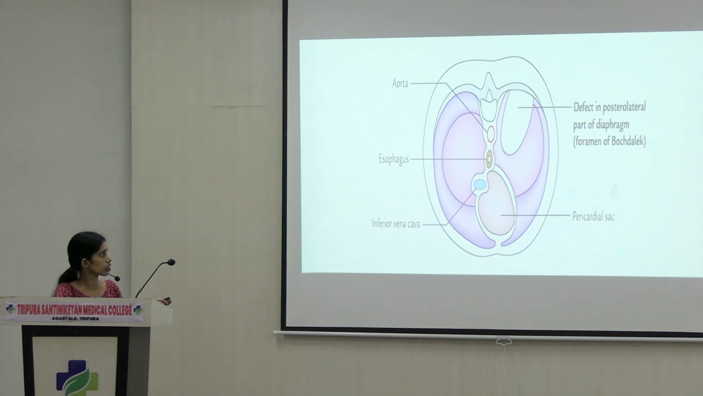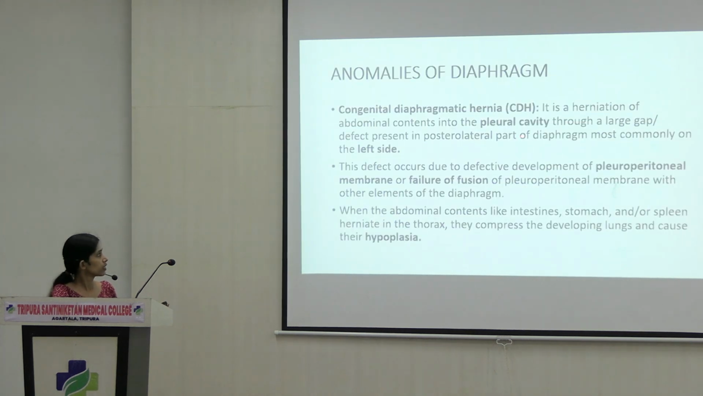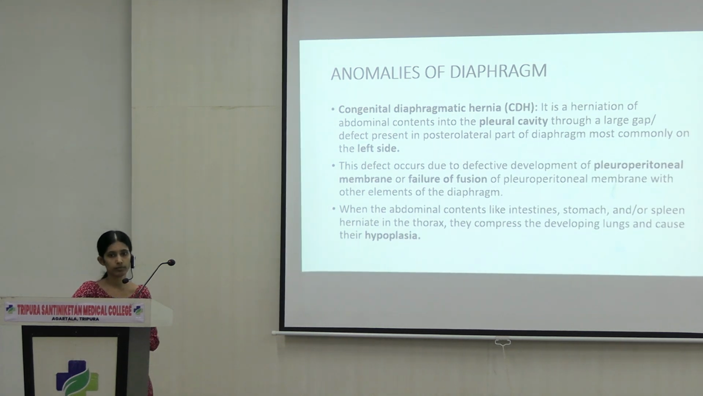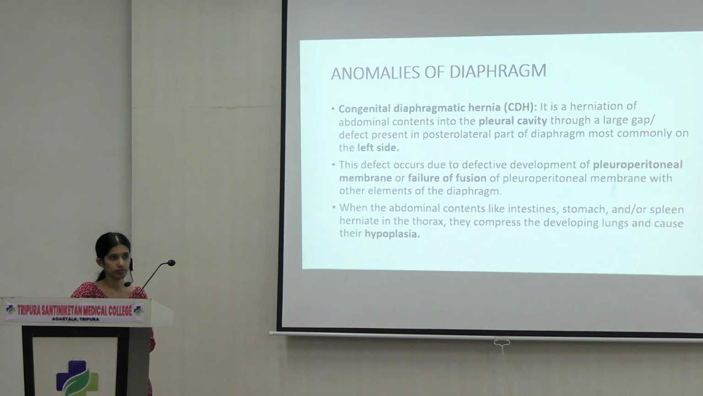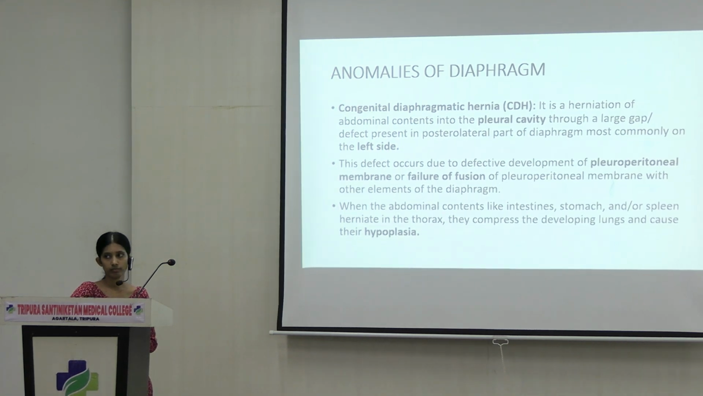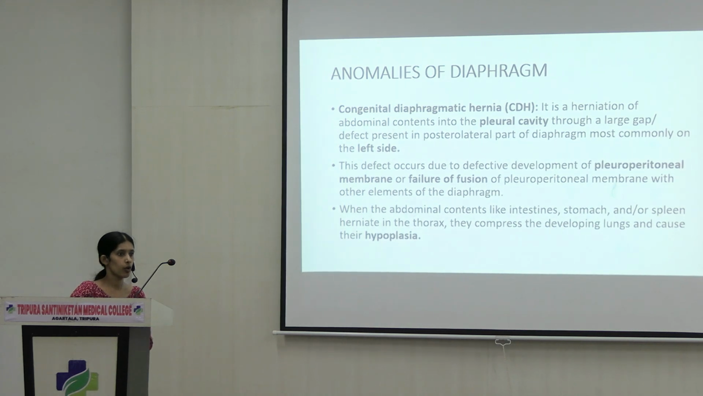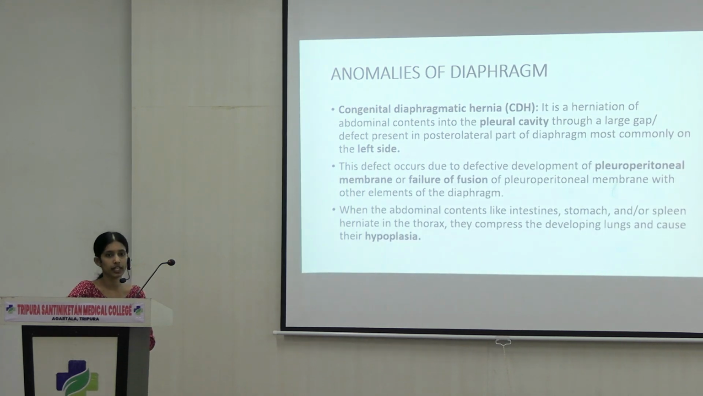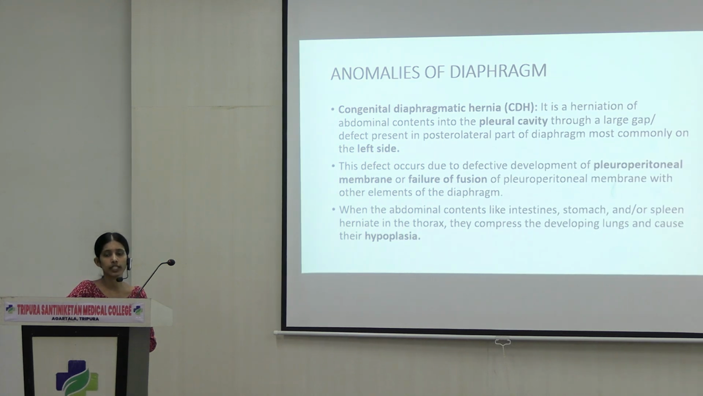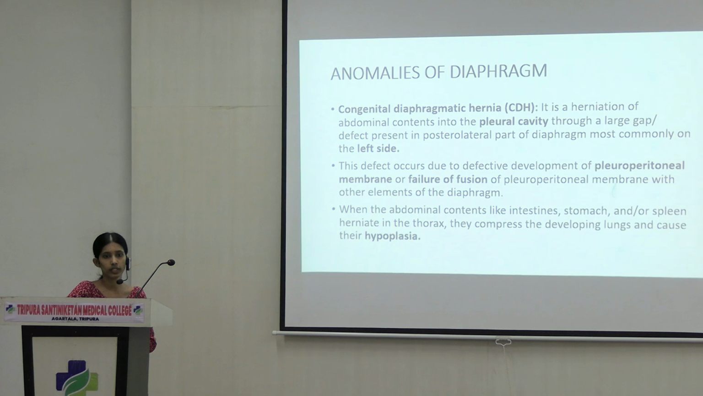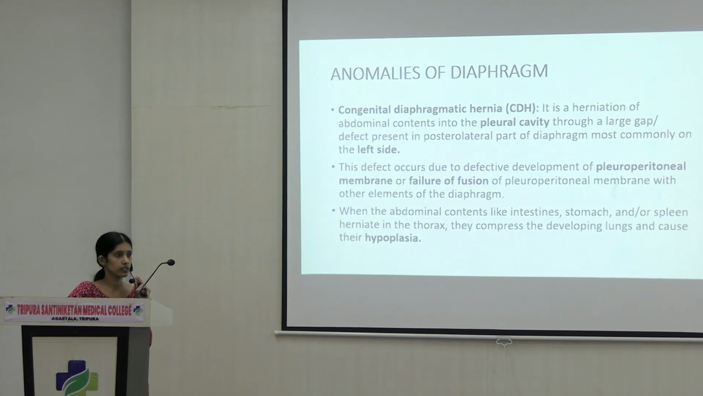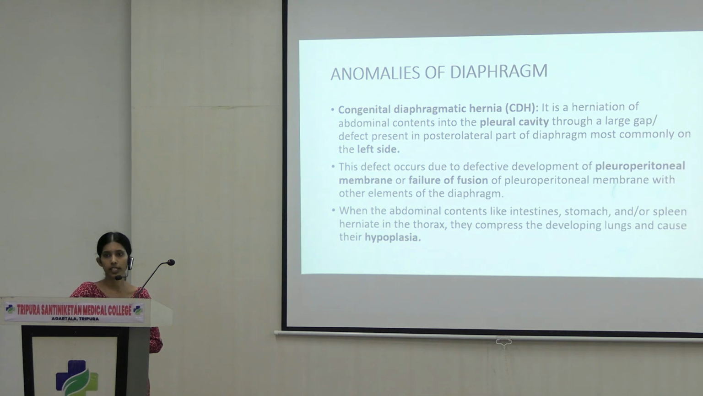This is the defect in the posterolateral part of the diaphragm. Here I mention one more point. This condition is most commonly found on the left side. Why? Take an assignment question. Why is congenital diaphragmatic hernia most commonly found on the left side? Okay. Why is congenital diaphragmatic hernia found commonly on the left side? It's an assignment question.